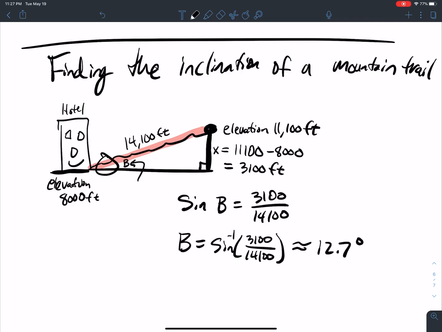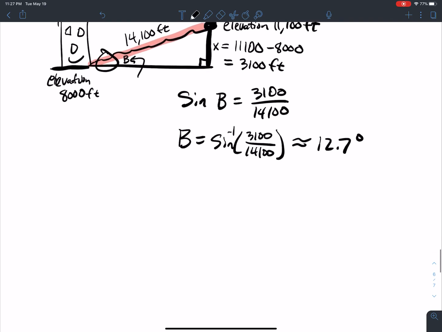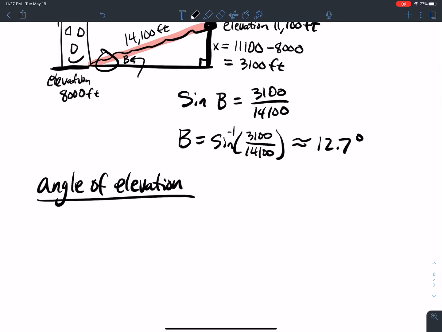Now, vertical heights can sometimes be measured by angles of elevation or angles of depression. So how do we define this? So an angle of elevation, this is whenever we are standing and we're looking at an object and the angle is an upward angle. So the object is above. Okay, the object's above us.